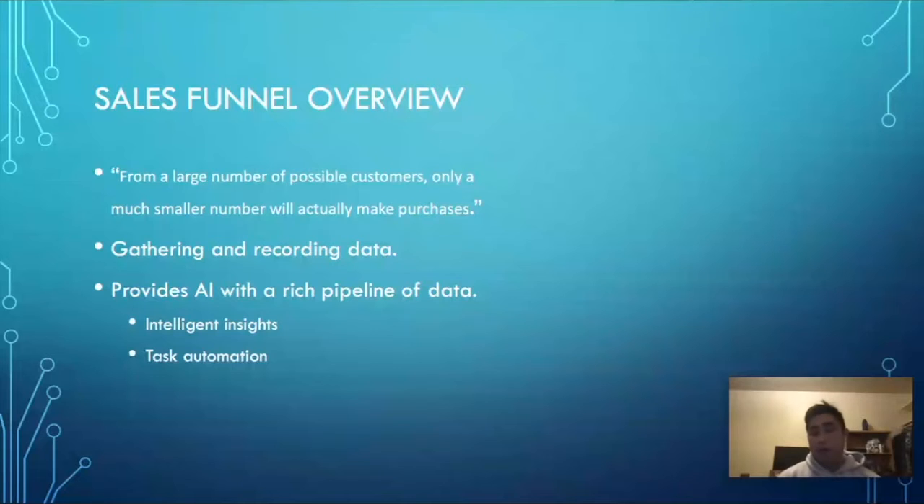The sales funnel overview basically is that from a large number of possible customers, only a much smaller number will actually make a purchase. Now, this involves certain stages and steps involving various activities that all involve some type of data collection, which is great for AI because it provides it with a rich pipeline of data from which it can use to make intelligent decisions and give useful insights on that data.